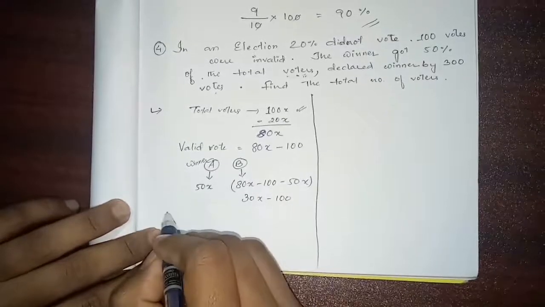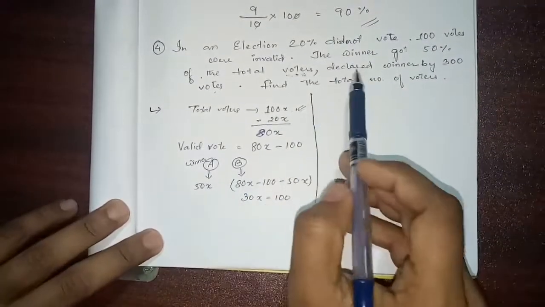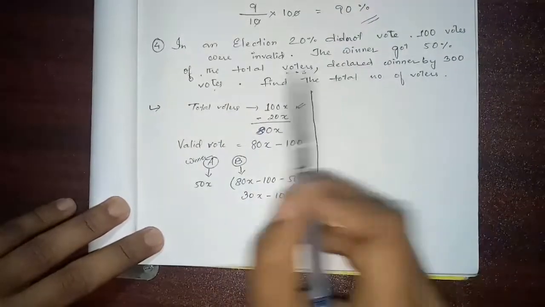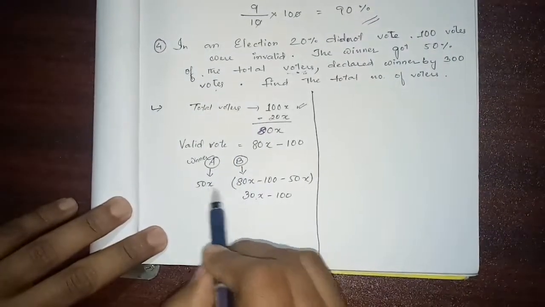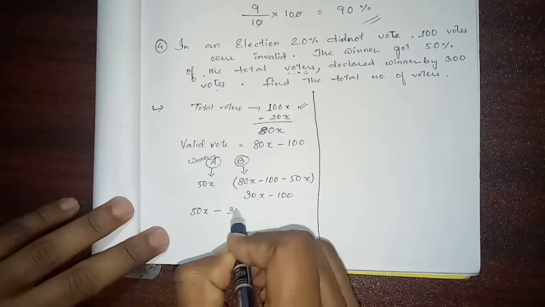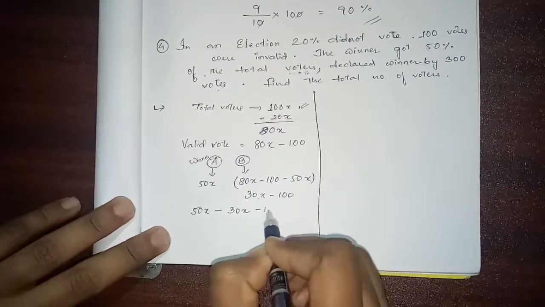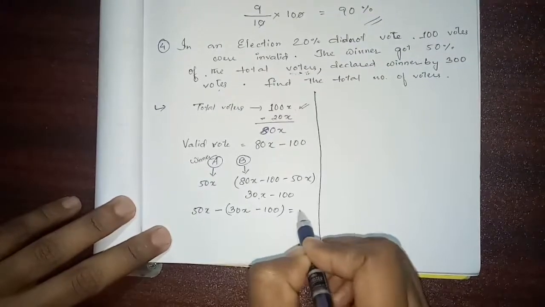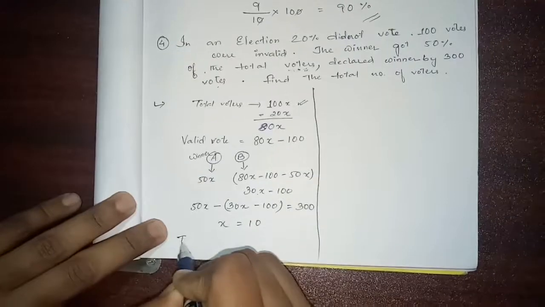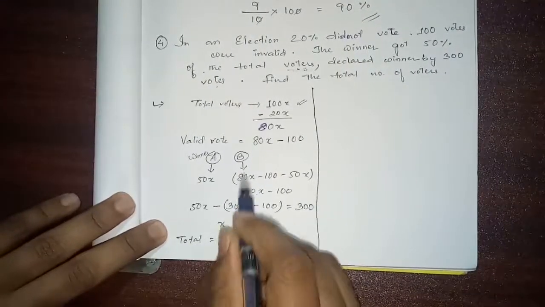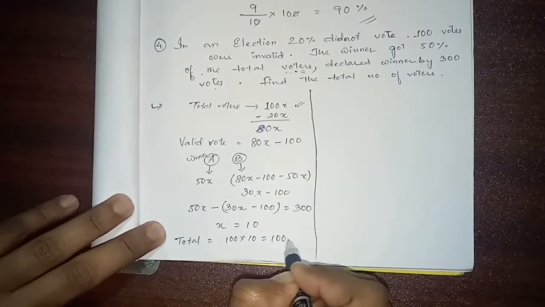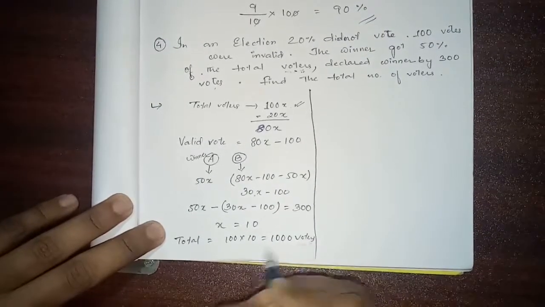Now you need to find x so as to find the total number of voters. So how will you approach x? Here one more hint is given: the winner won by 300 votes. That is the difference between these two will be 300, right? So 50x minus (30x minus 100) is 300. From here you will get x is equal to 10. Total voters will be 100x, so 100 into 10, that is 1000 voters, right?